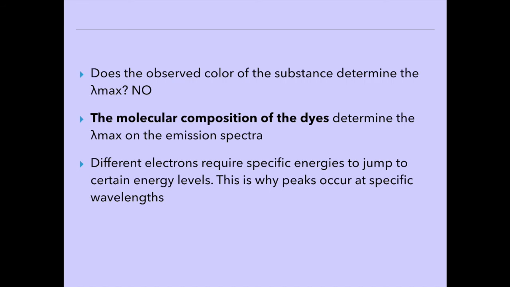This helps us determine that the observed color of a substance does not determine the lambda max on the emission spectra. Rather, it's the molecular composition that determines it. This is because the different electrons require specific energies to jump to certain energy levels. This is why peaks occur at specific wavelengths.